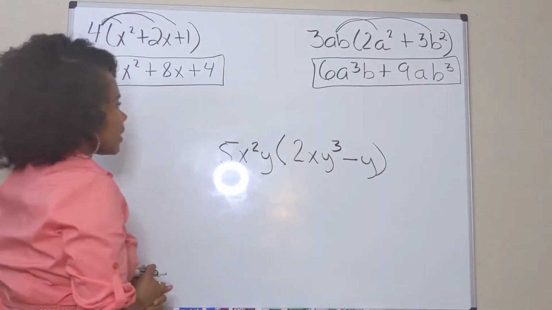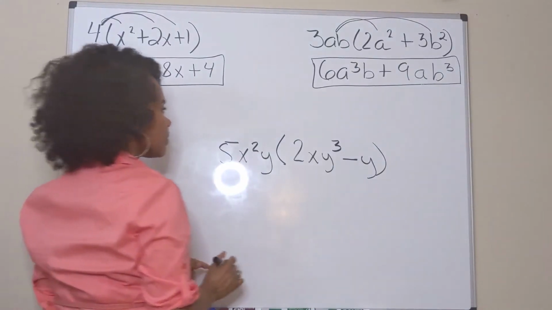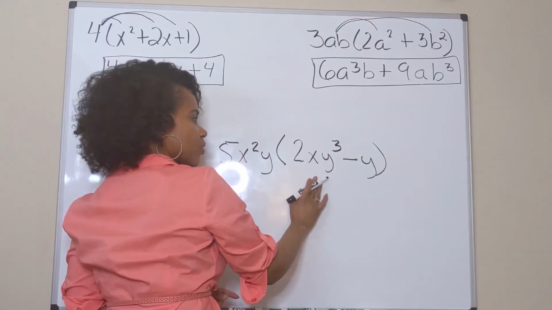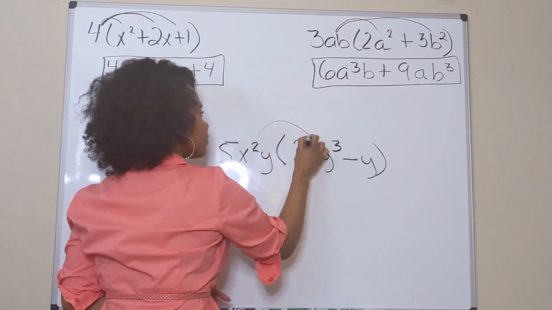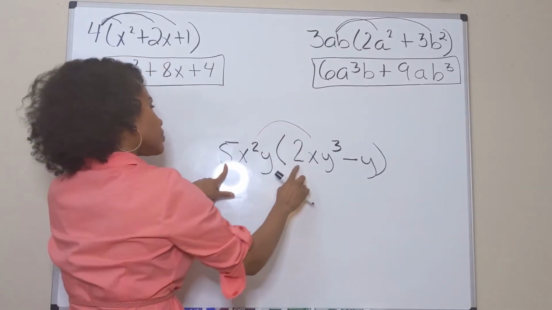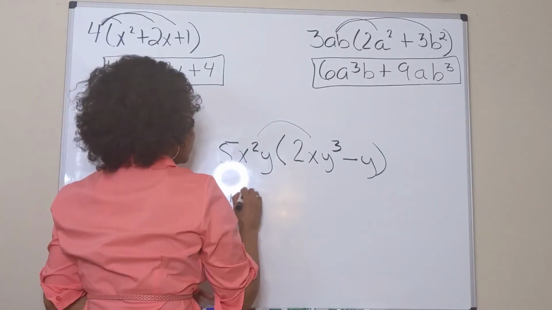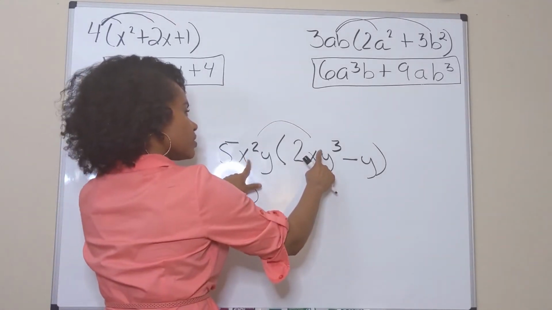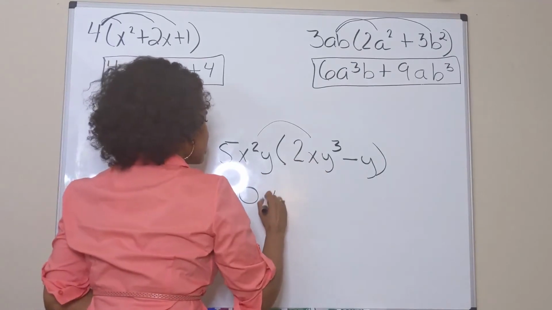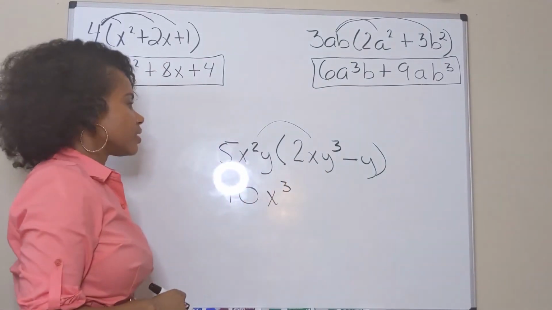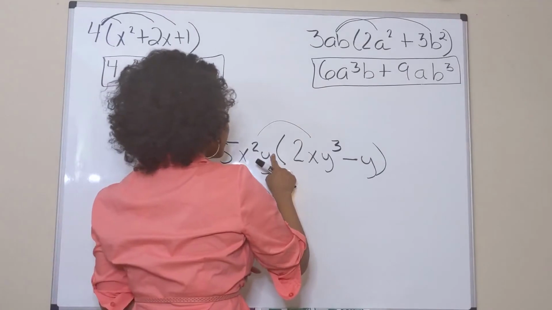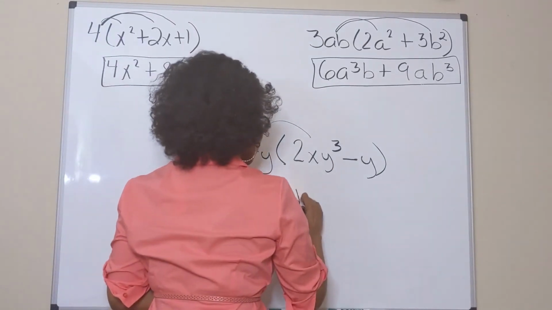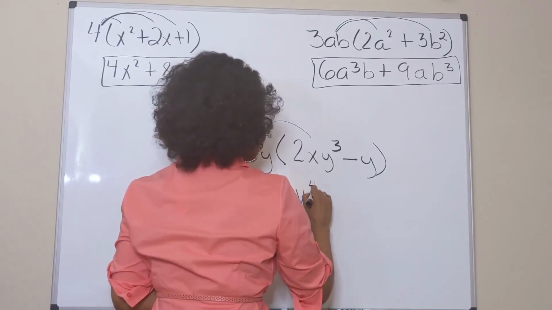All right. My last one here, I'm going to multiply 5x squared y times the 2x y cubed first. So 5 times 2 gives me 10. And I have an x to the second and an x to the first. I add my exponents. That gives me x to the third. I have a y to the first and a y to the third. I add my exponents. That gives me a y to the fourth.